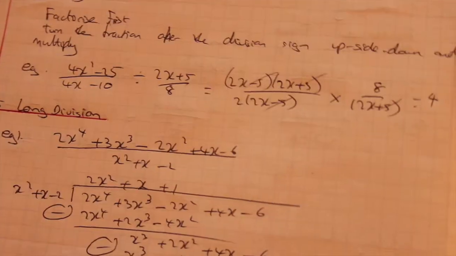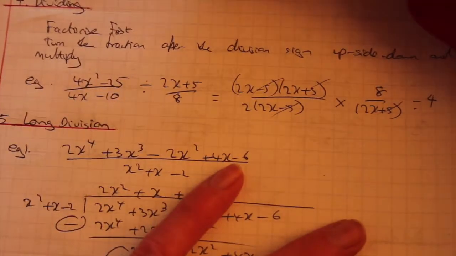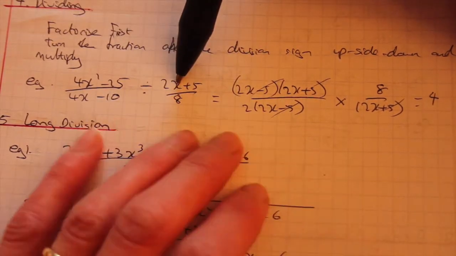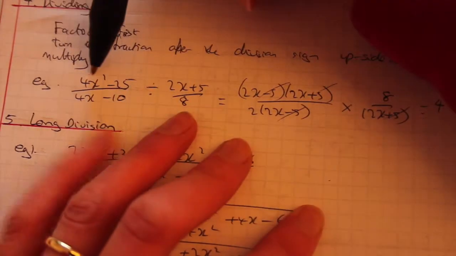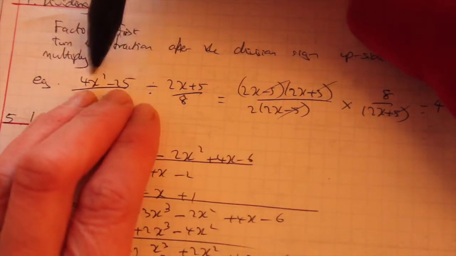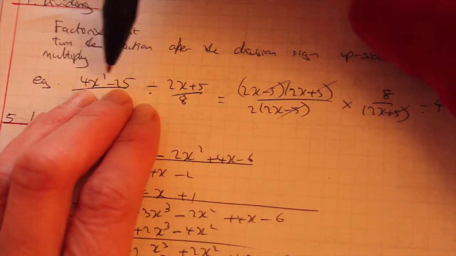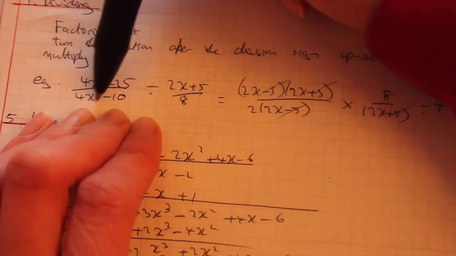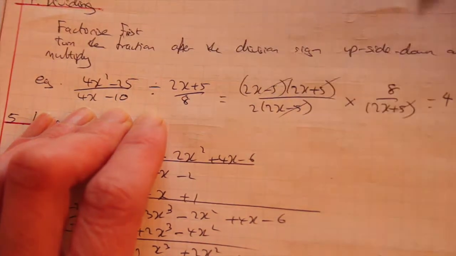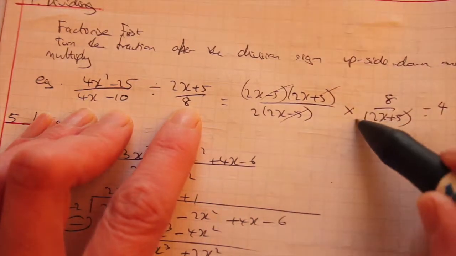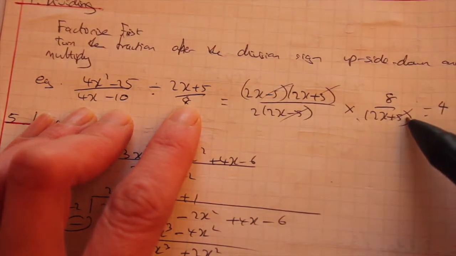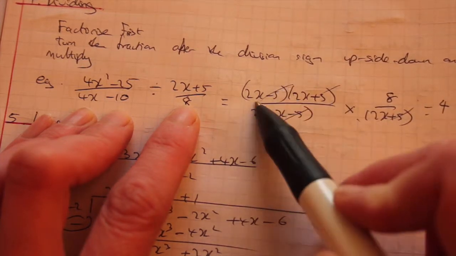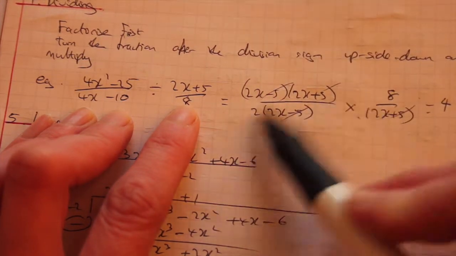Dividing next. Factorise first. Turn the fraction after the division sign upside down and multiply. So we'll do this all in one go here. Take each bit in turn. Difference of 2 squares, 2x minus 5, 2x plus 5 over common number, 2, 2x minus 5. Now I turned it upside down at this stage and multiplied, so it becomes 8 over 2x plus 5. And we can cancel 2x plus 5, 2x plus 5, 2x minus 5, 2x minus 5, 8 over 2 gives you 4.